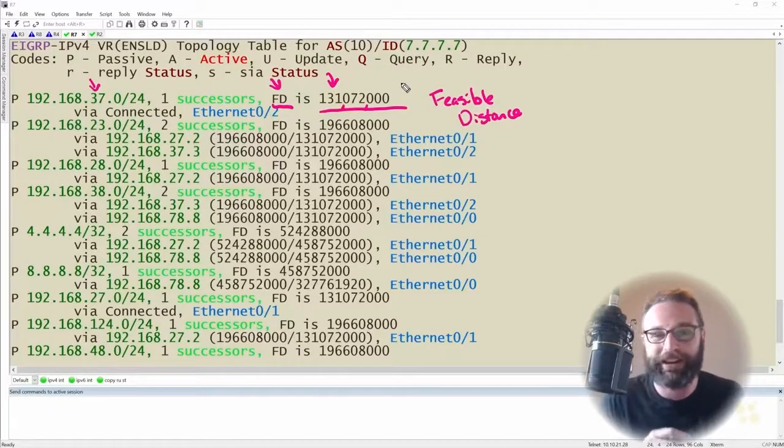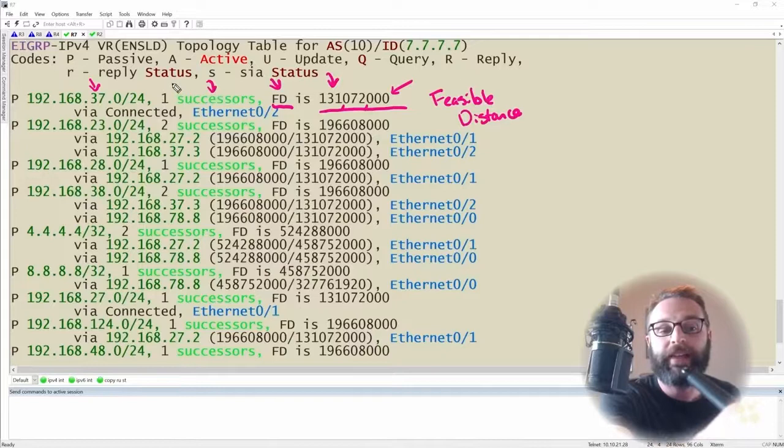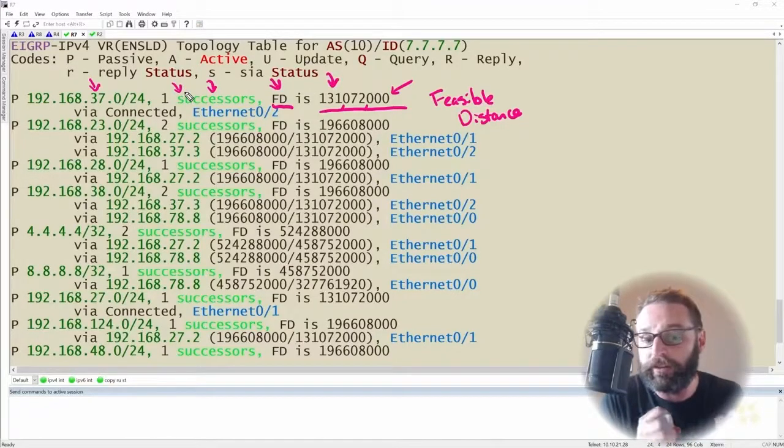Again, it's a really complicated formula. The feasible distance in this case is what we're going to say is the lowest cost, or the metric itself, that we're going to use to get to this particular subnet. And when we arrive at a feasible distance that we can get to this particular network, we install that in the routing table, and the next hop, or the advertising router, becomes what is called the successor.